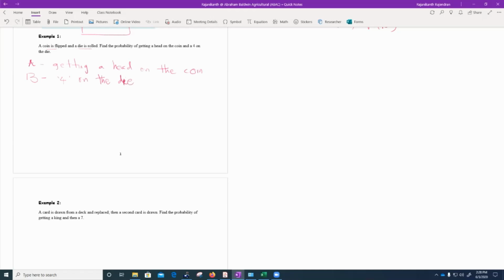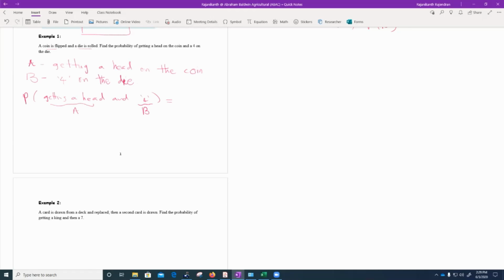Okay. Since the probability of getting a head on the coin does not affect getting number 4 on the die, these two events are independent events, right? You are doing two separate things. Therefore, these two are independent events. Since these two are independent events, the probability of getting a head and number 4: getting a head is my event A. Getting number 4 is my event B.